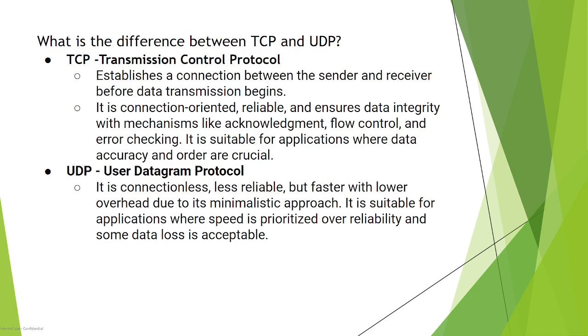What is UDP? User Datagram Protocol. It is connectionless, less reliable, but faster with lower overhead due to its minimalistic approach. It is suitable for applications where speed is prioritized over reliability and some data loss is acceptable. So the major difference is that TCP establishes a connection while UDP is connectionless, and it is faster with lower overhead. In cyber cafes, you might have come across the concept of Transmission Control Protocol, so that a connection can be spread to multiple systems through TCP.